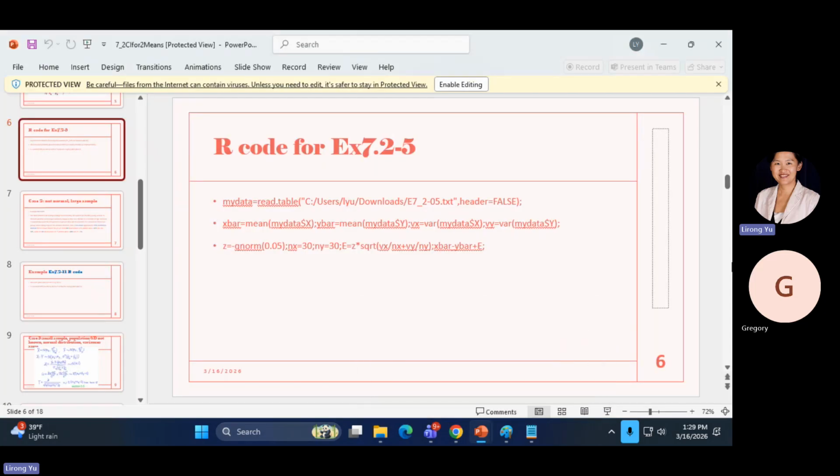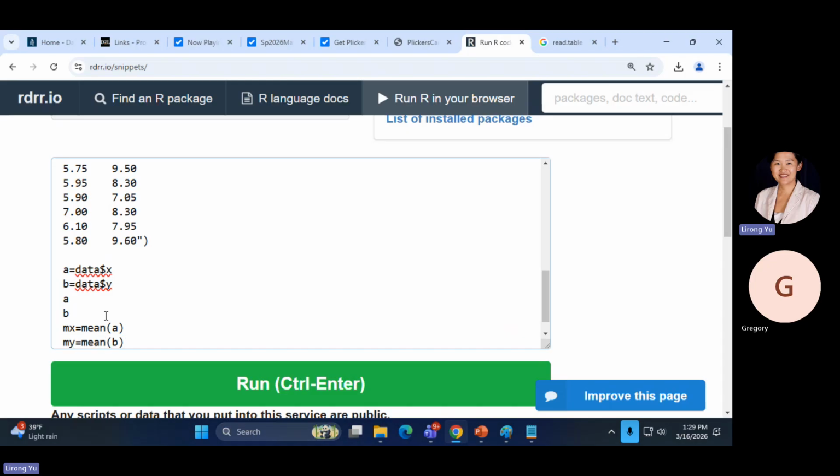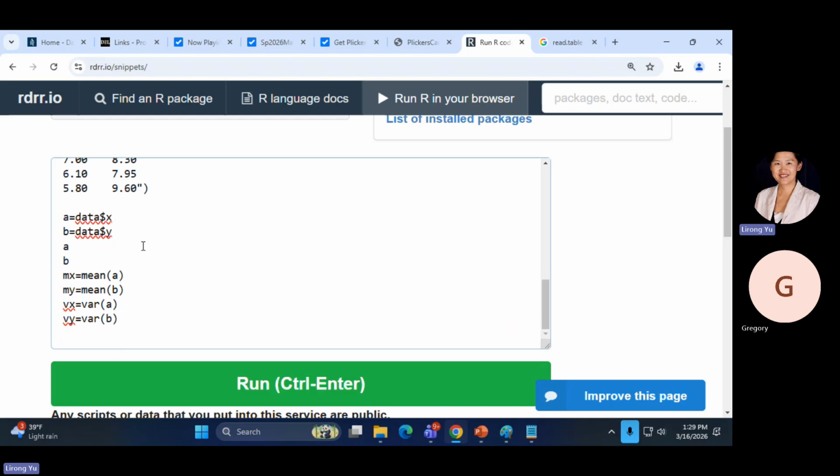According to our formula, we need to know the mean for X, the mean for Y, the variance for X, the variance for Y. All these are necessary. So the calculation will be: mx is the mean for the A data, or the X data, and my is the mean for Y. I'm just naming it in a more convenient way. Those are the mean for X and mean for Y, and for variance for X we use var of the A data, and variance for Y. var is a function name. So this allows us to do those calculations. We don't have to display them anymore.